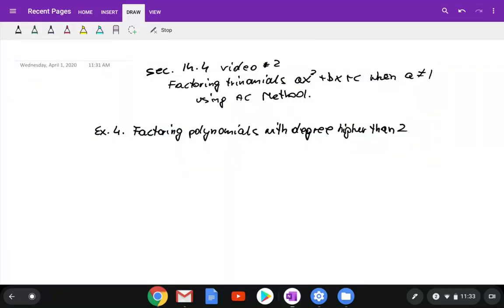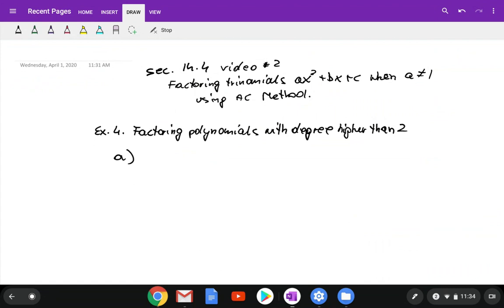So this is video 2 of section 14.4. We're talking about factoring trinomials ax squared plus bx plus c, the one when a is not equal to 1, using AC method. So I'm going to start with example 4, factoring polynomials with degree higher than 2. That means the exponent is going to be higher than 2. So let's start with A. We're going to do a couple examples like this.